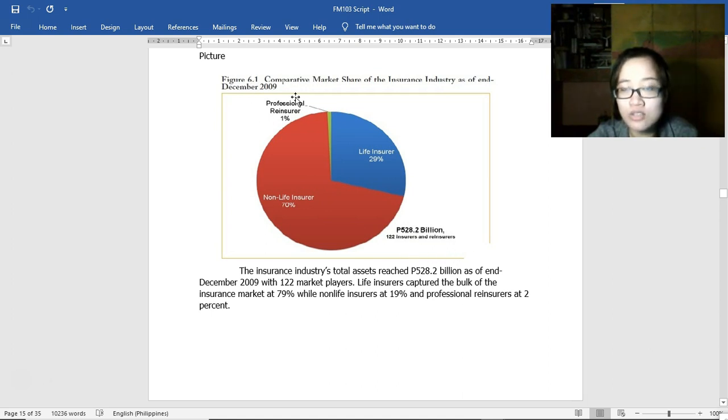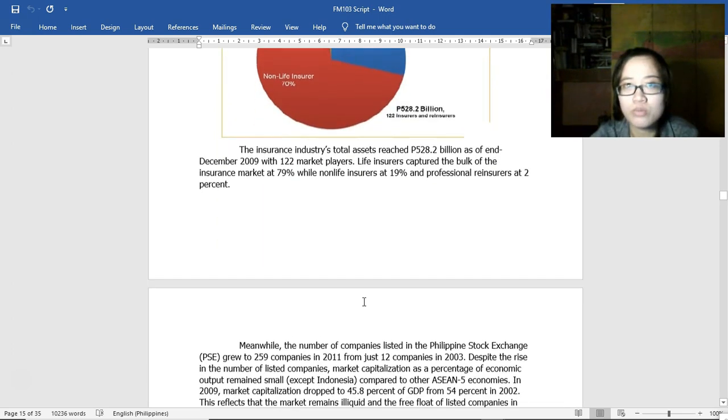This is in 2009. Okay, so the insurance industry's total assets reach 528.2 billion as of end of December, with 122 market players. Life insurers capture the bulk, 79%, while non-life insurers at 19% and professional insurers at 2%. Okay.